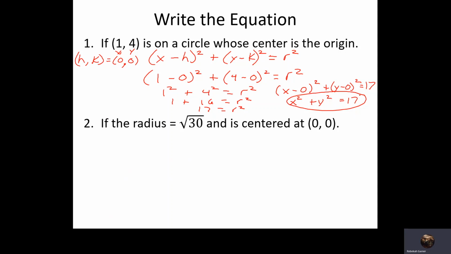So where did the 1 and 4 come from? They were the x and y's. Where did the zeros come from? It's centered at the origin. The word origin means it's at (0, 0). Do you understand this part, Matt? Yeah, I know how to do that. I just don't know how to set up everything.